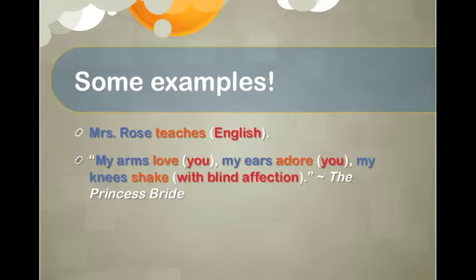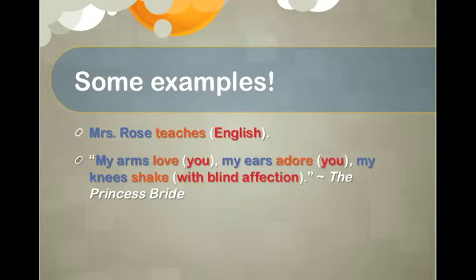Again, a pattern, something that we're looking at. We have my arms, but in the plural, they: they love you, they adore you, they shake with blind affection. That's a good quote from The Princess Bride. If you haven't read it, you guys should probably read it.